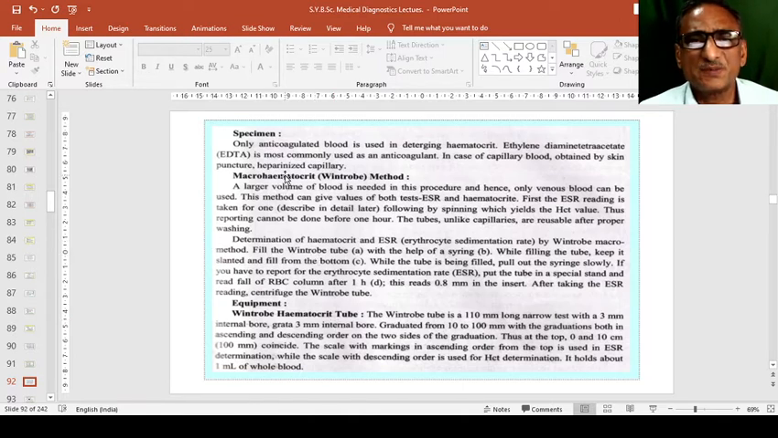Then specimens: only anticoagulated blood is used in determining hematocrit. Ethylene diamine tetraacetate, or EDTA, is most commonly used as an anticoagulant. Then the microhematocrit or Westergren method, that we have already studied, and this is the hematocrit tube.